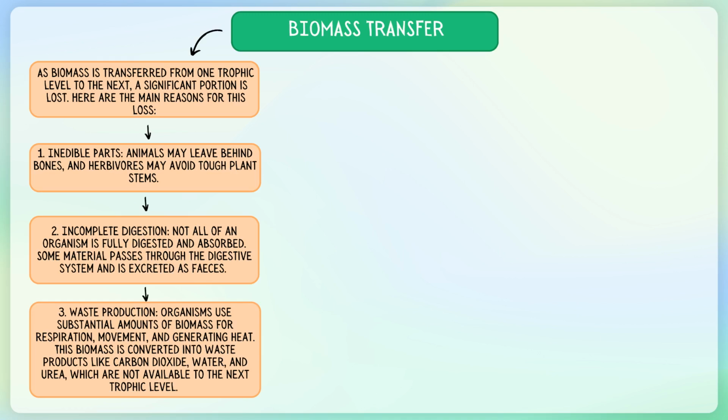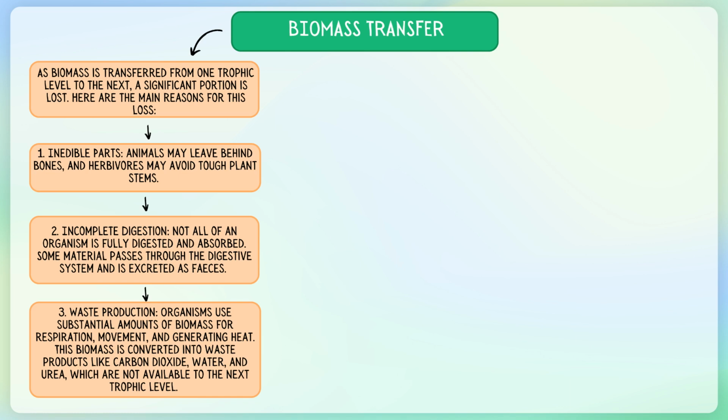Primary producers convert sunlight into energy via photosynthesis, but not all of this energy is stored as biomass because plants use some of it for their own metabolic processes. When primary consumers, such as herbivores, eat plants, they assimilate only a portion of the plant biomass. Much of the consumed plant material is lost as waste or used for the consumer's metabolic energy needs, like respiration, movement, and reproduction.